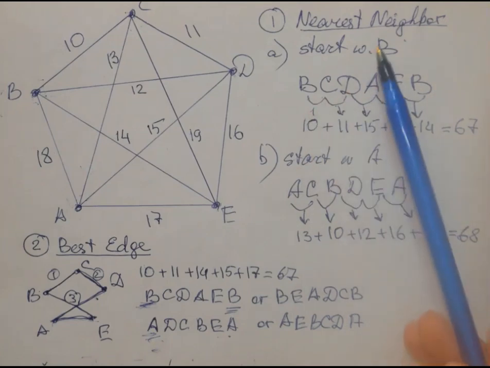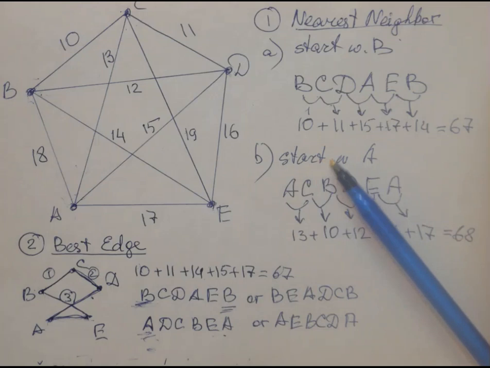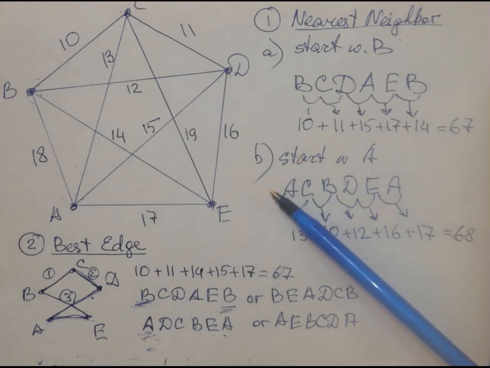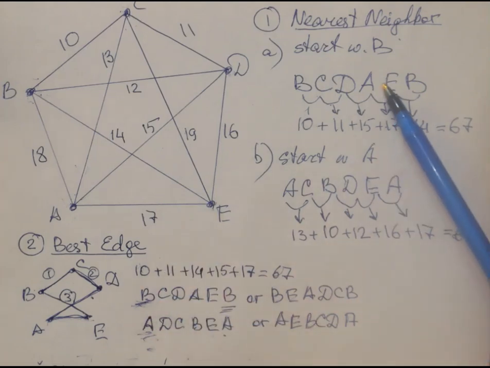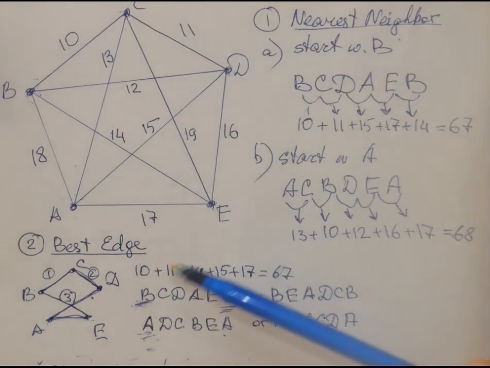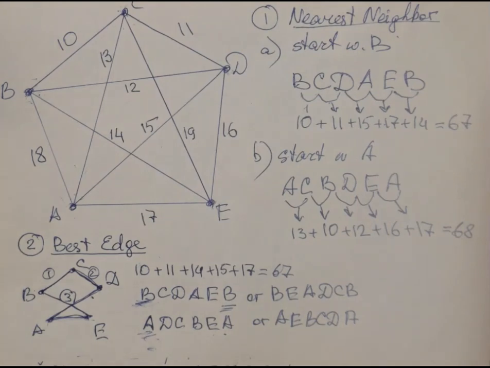So by nearest neighbor algorithm, you can get different circuits depending on where you start. You see, by starting with B, we have got the weight 67. Starting with A, we have got 68. It could be that best edge algorithm and nearest neighbor algorithm give different answers, or they can give the same answers, the same circuits. It's always different.